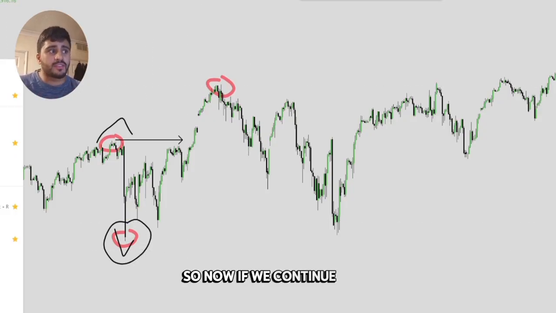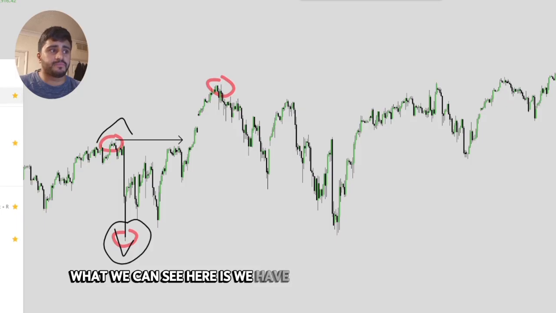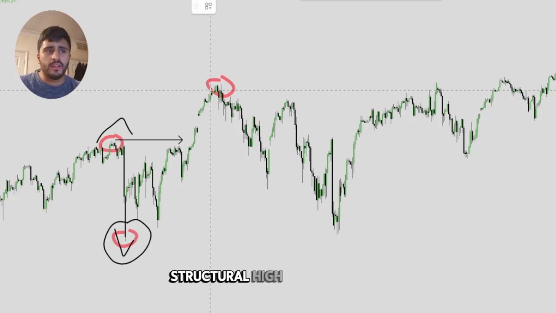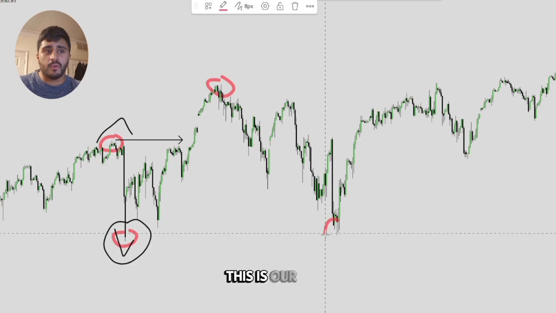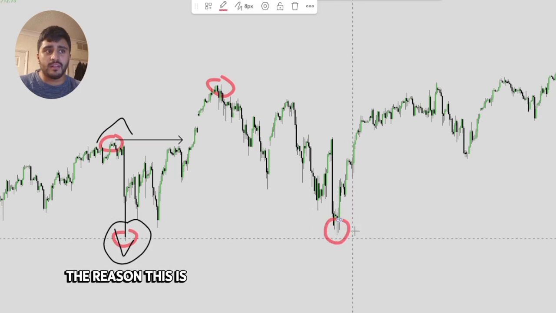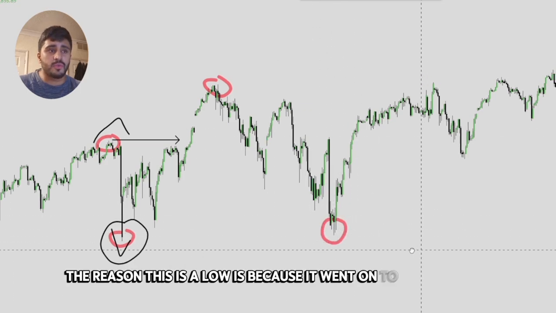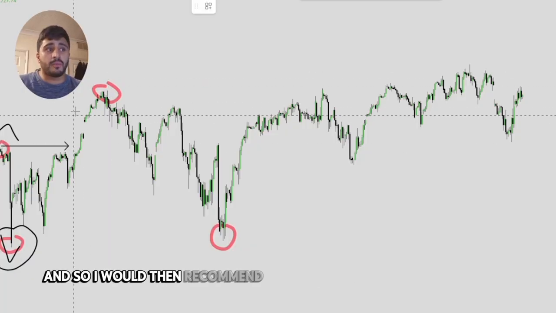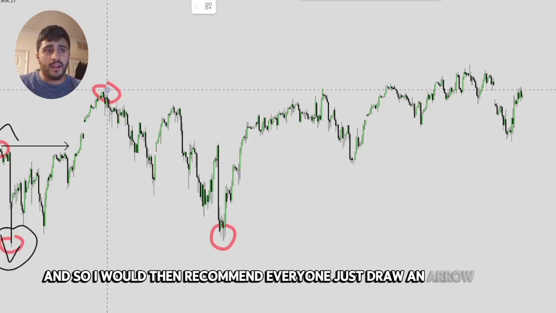So now if we continue the cycle, what we can see here is we have structural high, structural low, structural high. And now from here, this is our low. Now, the reason this is a low is because it went on to eventually break the previous high. And so I would then recommend everyone just draw an arrow over here.